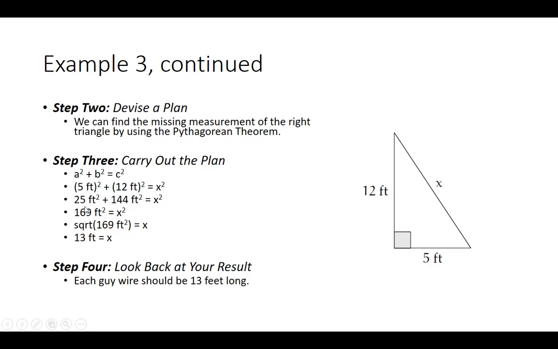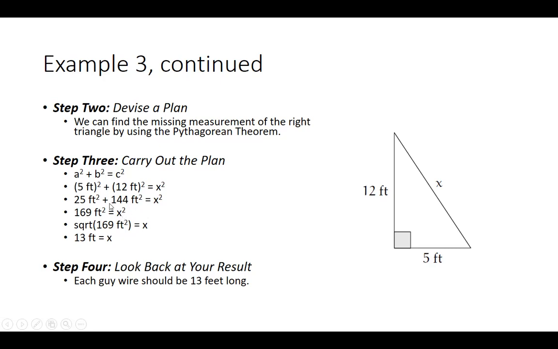When we square 5 feet, we get 25 square feet, or 25 feet squared. Feet times feet is feet squared, just like x times x is x squared. And then when we square 12 feet, we get 144 square feet, or 144 feet squared. 25 square feet plus 144 square feet is 169 square feet, and that equals x squared.